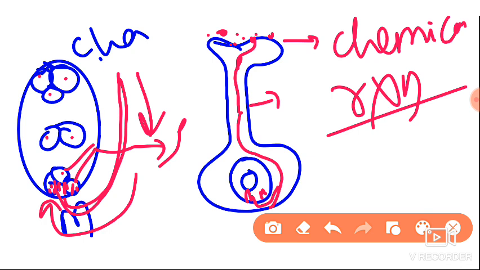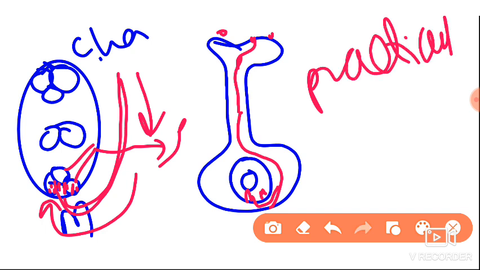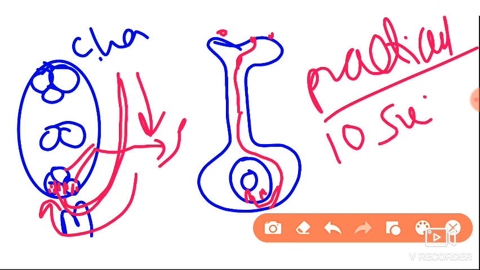The germination of the pollen grains and the development of the pollen tube we will study in the practical. What we are going to do in the practical is add 10% sucrose solution to the pollen grains. We'll collect the pollen grains from different plants, for example the pea plant and the chickpea plant.